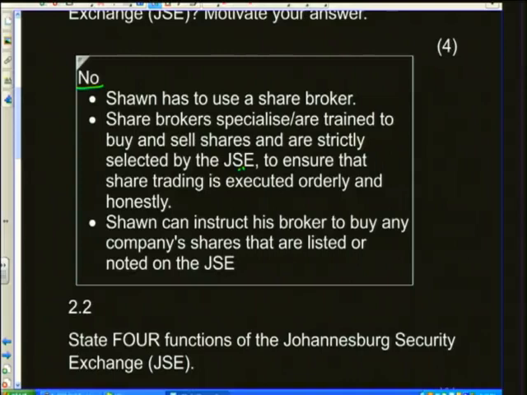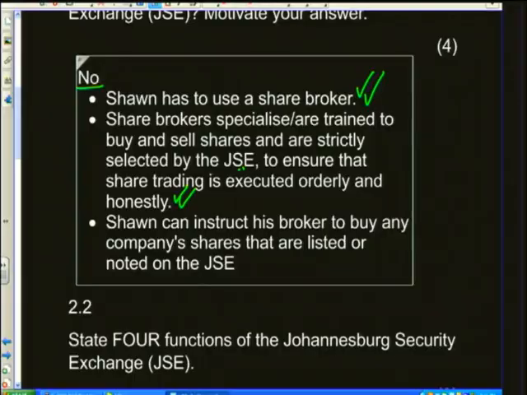Right. So first and overall there, this question is for 4 marks. So Sean has to use a share broker or a stockbroker. You put that point there, you get 2 marks. Share brokers specialize or are trained to buy and sell shares and are strictly selected by the JSE to ensure that the share trading is executed orderly and honestly. That's a massive thing there. That might come into what you would have learned in the year with regards to ethics, to make sure that we're doing the right thing and that no one is losing out on money because of unfair practices.